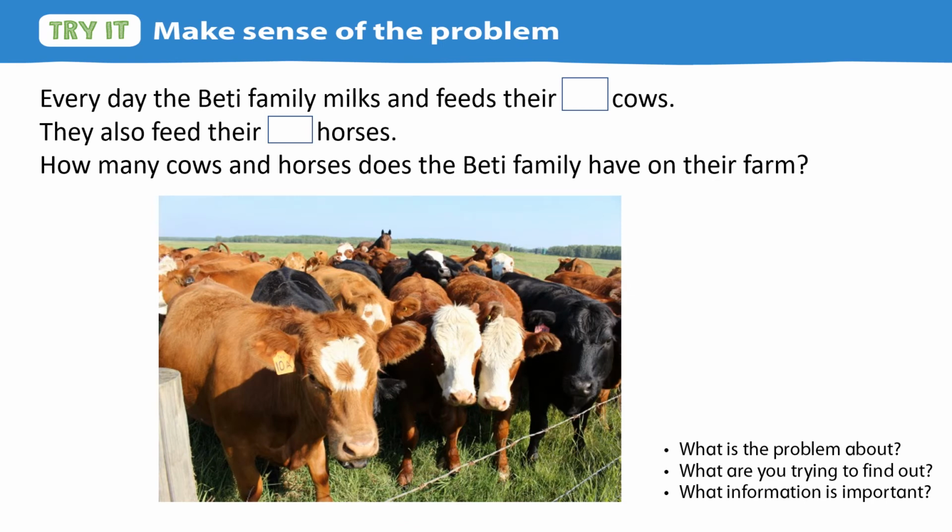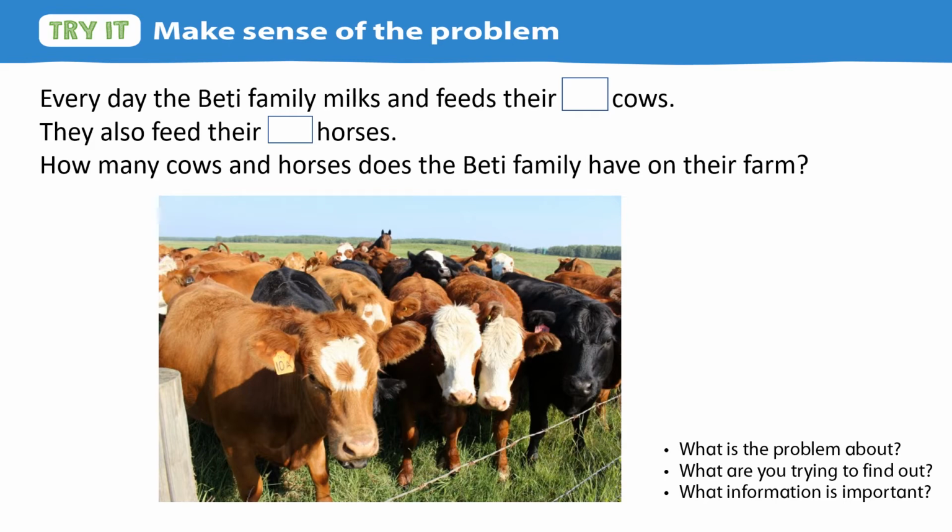Let's take a look at our try it problem for today. First, pause the recording while you read this problem to yourself, look at the questions at the bottom, and try to answer them. Then come back when you're ready and we'll talk about it. So let's read the problem together.